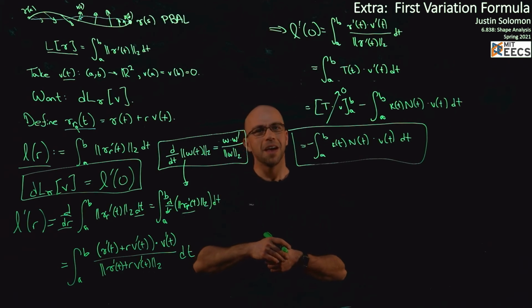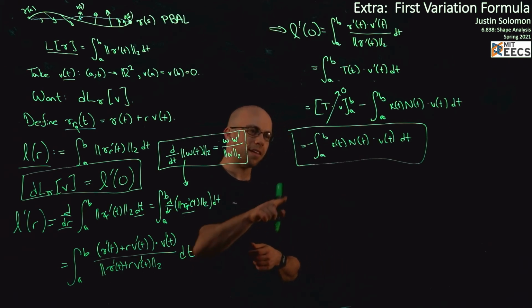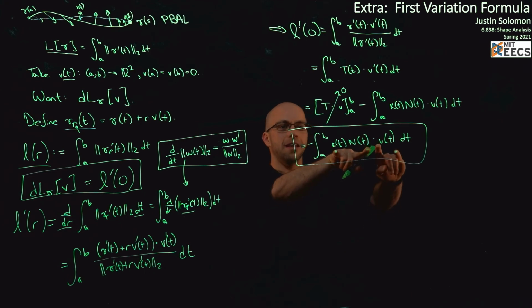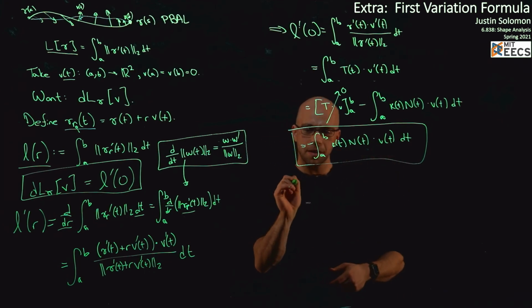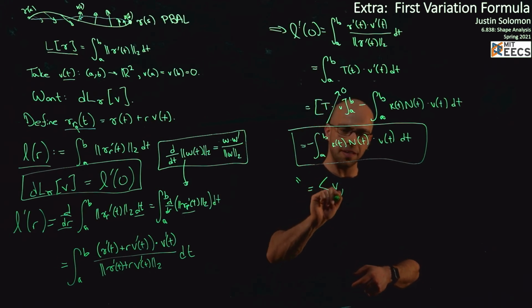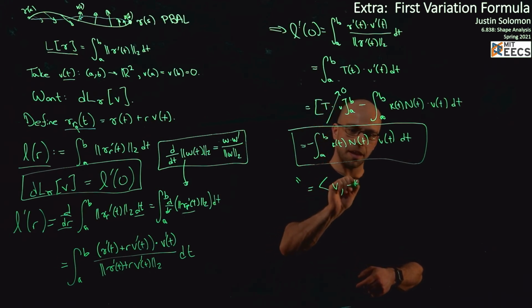So, one way I can understand this is that it's sort of like the inner product between this function kappa n and this field v. I can kind of, in quotation marks, write that this is some inner product between v and minus kappa n.